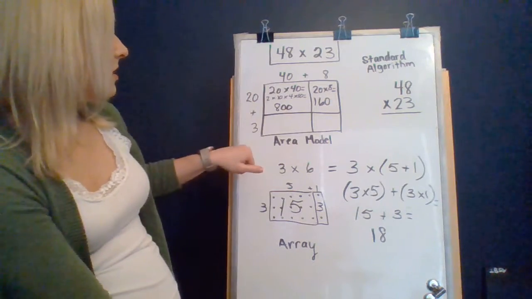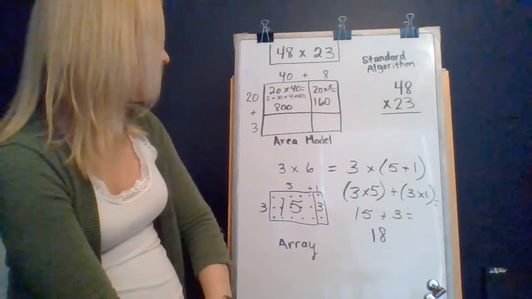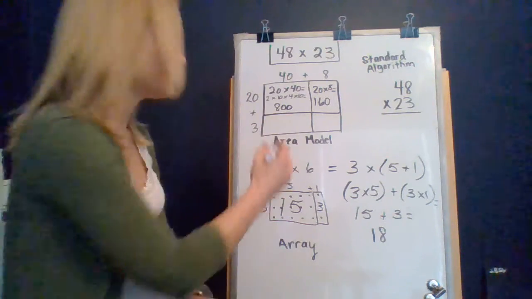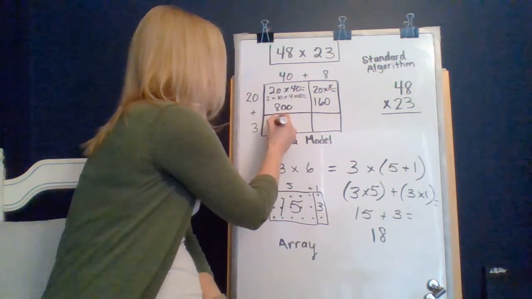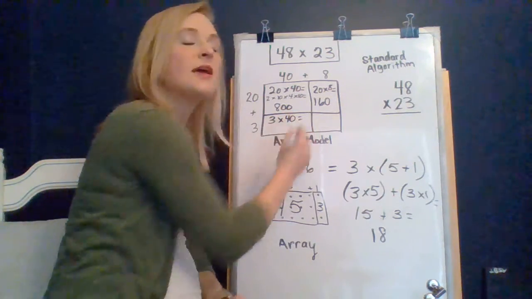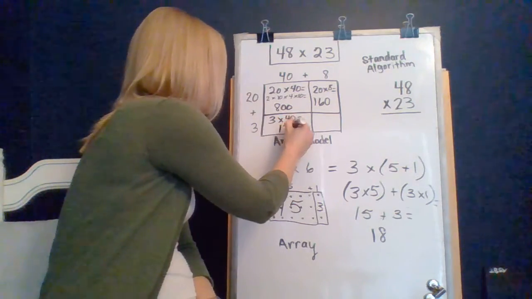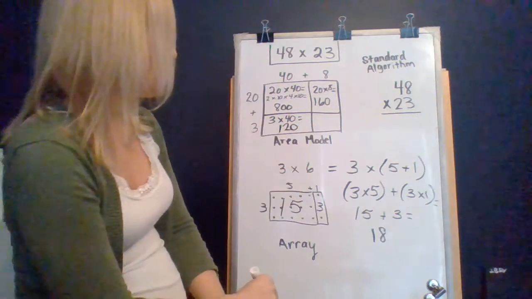The next part that we can multiply is the 3 times the 40. So 3 times 4 is 12. That's really what's going on here. And 3 times 4 tens is 12 tens. And if you skip count by 10, 12 times, you'll get 120. So we have 120 there.